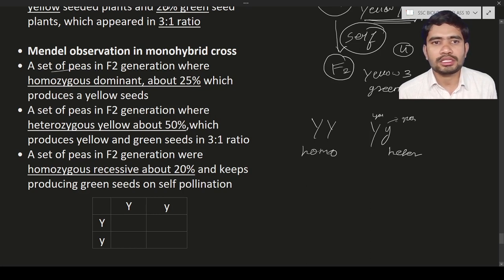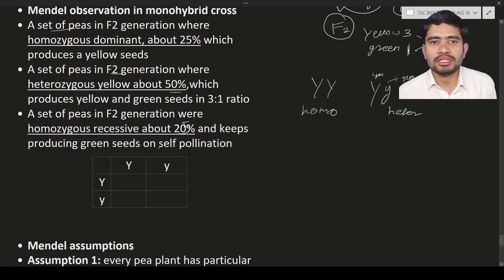Next, in the second sentence, we are discussing that a set of plants in F2 generations were heterozygous yellow, about 50 percent, which produce yellow and green seeds in a 3:1 ratio. And in the F2, a set of F2 generations where homozygous ratio is about 25%, producing green seeds on self-pollination. Now we will do one small activity. This is known as a checkerboard or Punnett square. By this way we can get information about how the progeny will be.